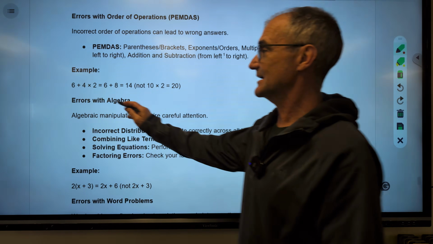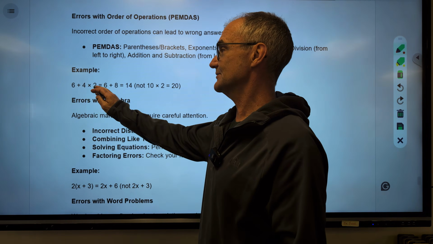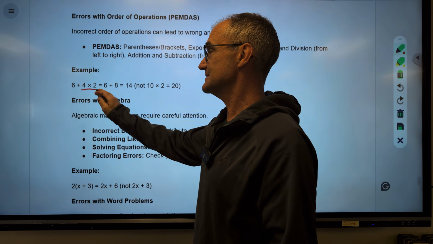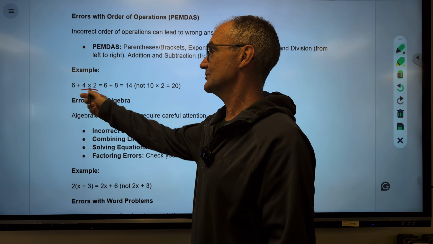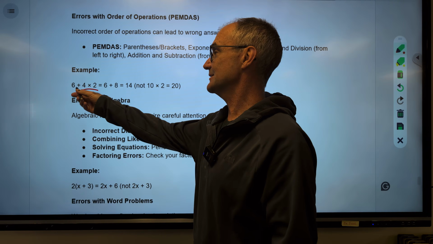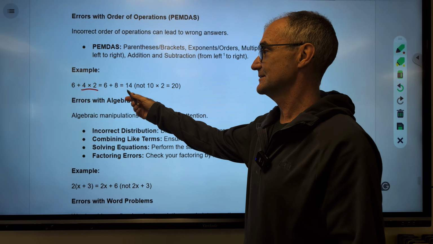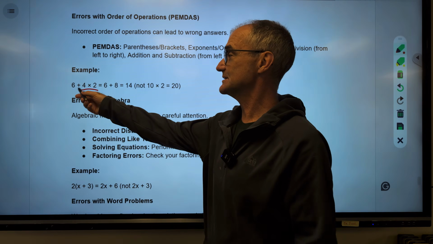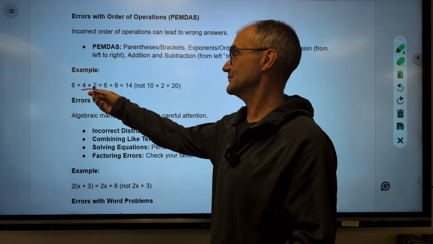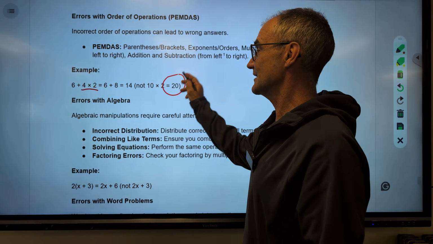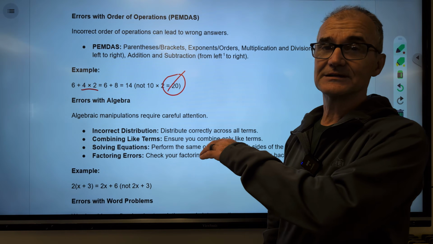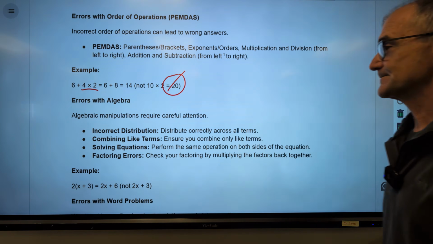So if I have this right here, 6 plus 4 times 2, you've got to do your multiplication before your addition. 4 times 2 is 8. 8 plus 6 is 14. So the correct answer is 14. If you did 6 plus 4, 10 times 2, 20, that is the wrong answer. That would be one of the choices there.